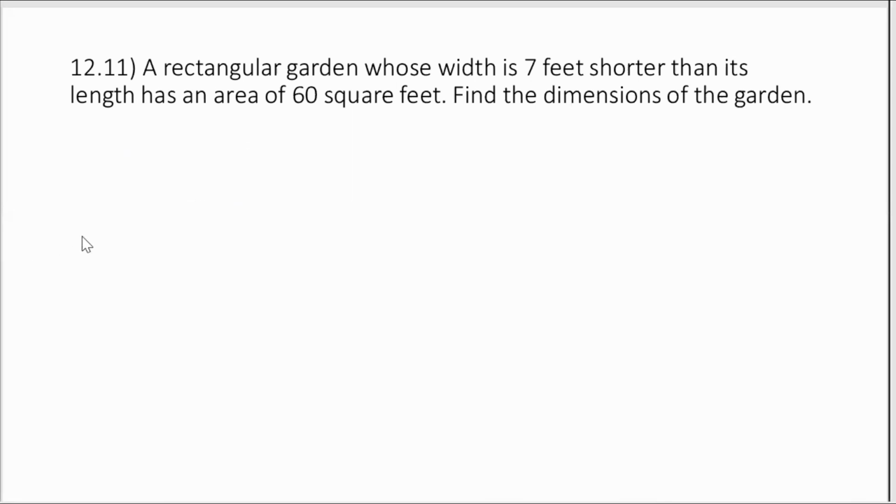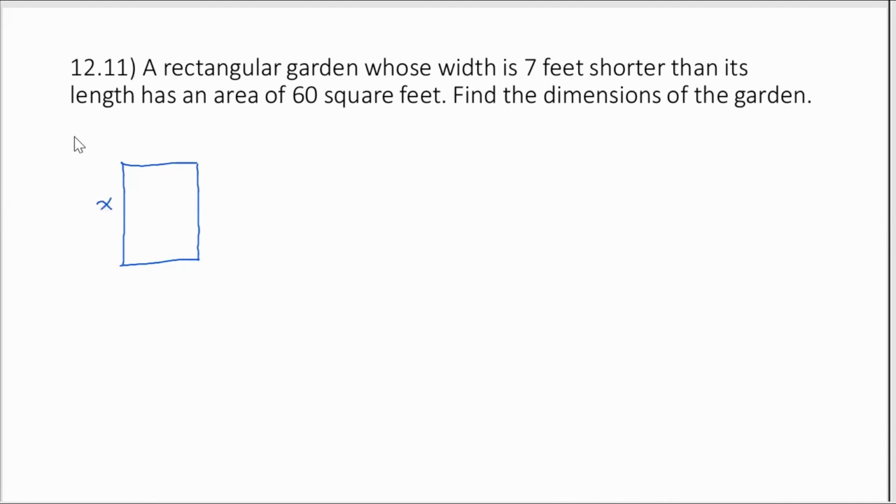A rectangular garden whose width is 7 feet shorter than its length has an area of 60 square feet. Find the dimensions of the garden. So let's make a sketch of the garden. The width is 7 feet shorter than its length.